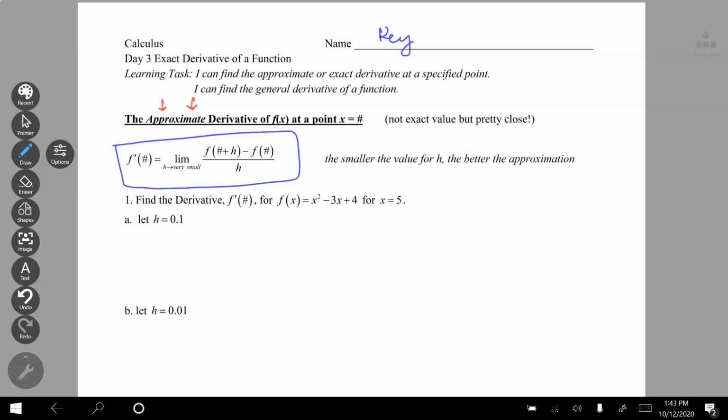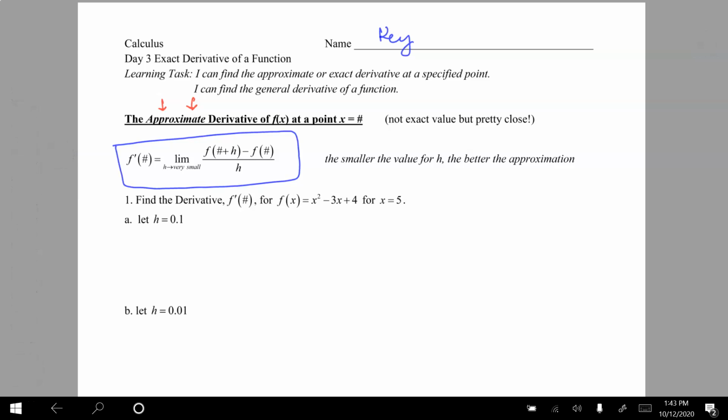Okay, welcome to day 3. We're going to do the exact derivative of a function. First, we're going to go over some problems that we did last time. The approximate derivative, where we take x values that are really small.